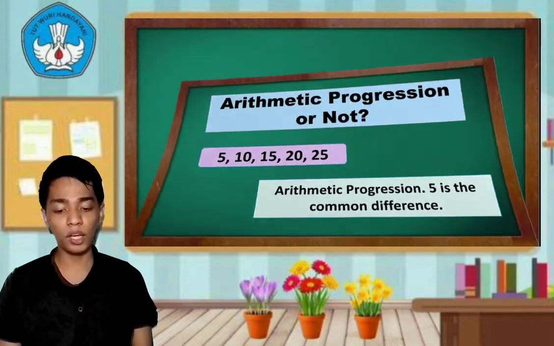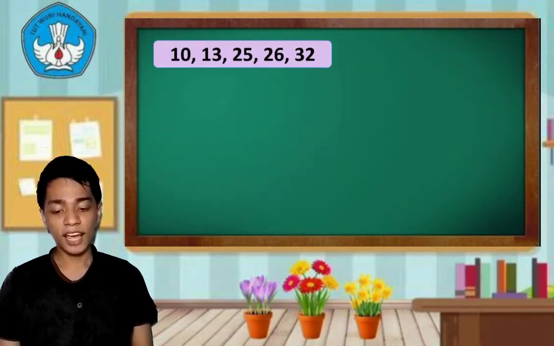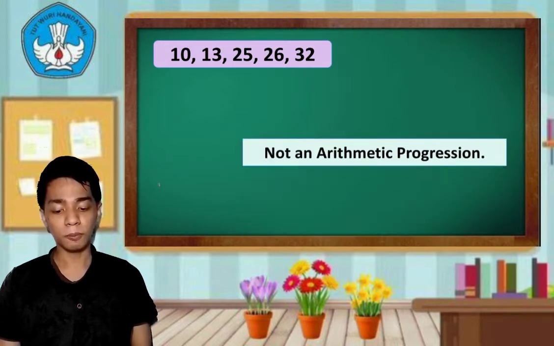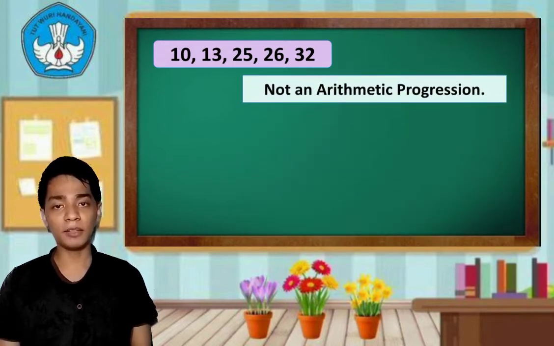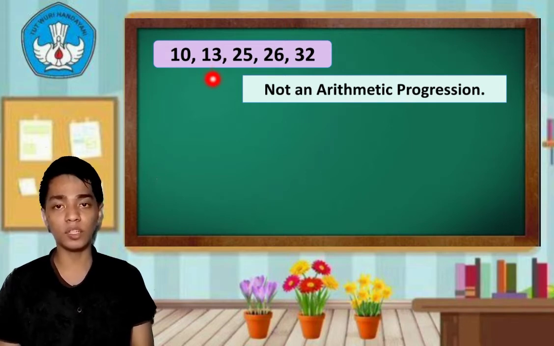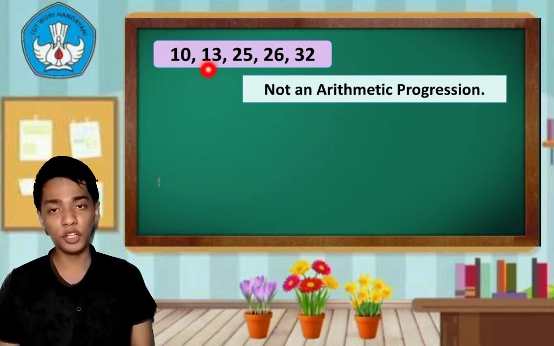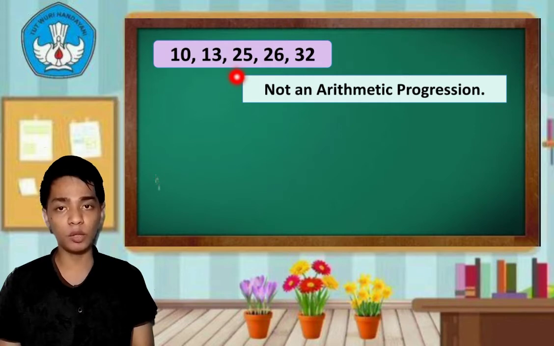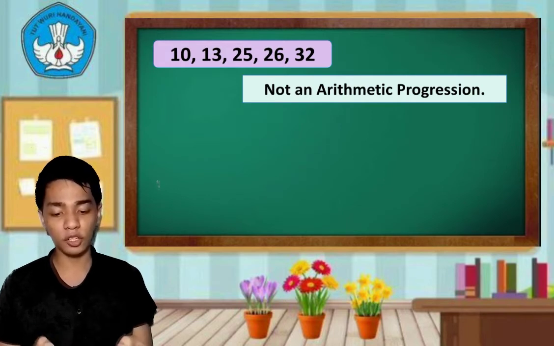Next example, we have 10, 13, 25, 26, and 32. This is not an arithmetic progression because the number that was added in each term is not constant. From 10, it becomes 13, it was added by 3. From 13, it becomes 25, it was added by 12. Therefore, the number is not constant, it is not an arithmetic progression.